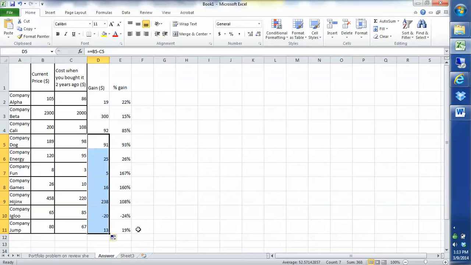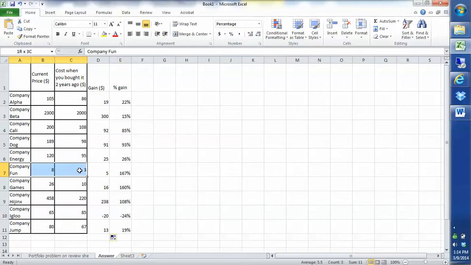So let's talk about those. The first thing we want to do is which one gave us the best gain. Well, it looks like Company Beta gave us a $300 gain, which is terrific, except it was only 15% of our original cost. Not such a good deal. And in fact, this little stock, Company Fun, while it was only a $5 gain, represented a 167% return on our original investment of $3. So I would say that this was our best stock.